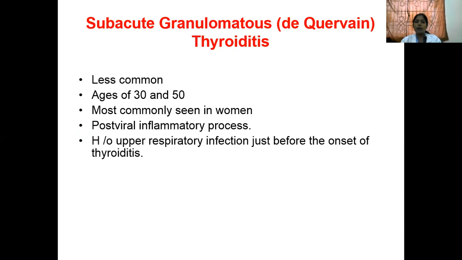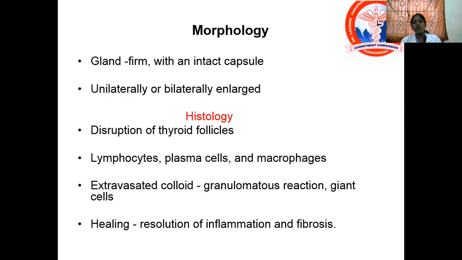Moving on to the next topic, that is subacute granulomatous thyroiditis. This is less common, and it is seen most commonly in the age group of 30 to 50. It is most commonly seen in women, and it is seen after post-viral infections. Morphologically, the gland is firm with an intact capsule. The gland is unilaterally or bilaterally enlarged.